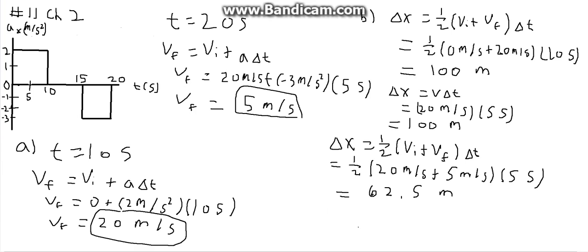Now we want a total of 100 meters plus 100 meters plus 62.5 meters to give us a total of 262.5 meters, which we will round to 262 meters. And that is it.